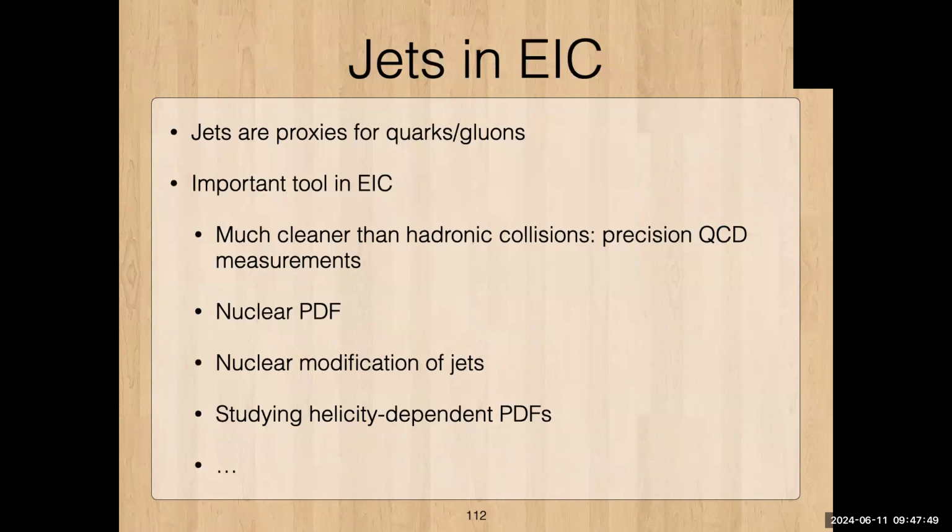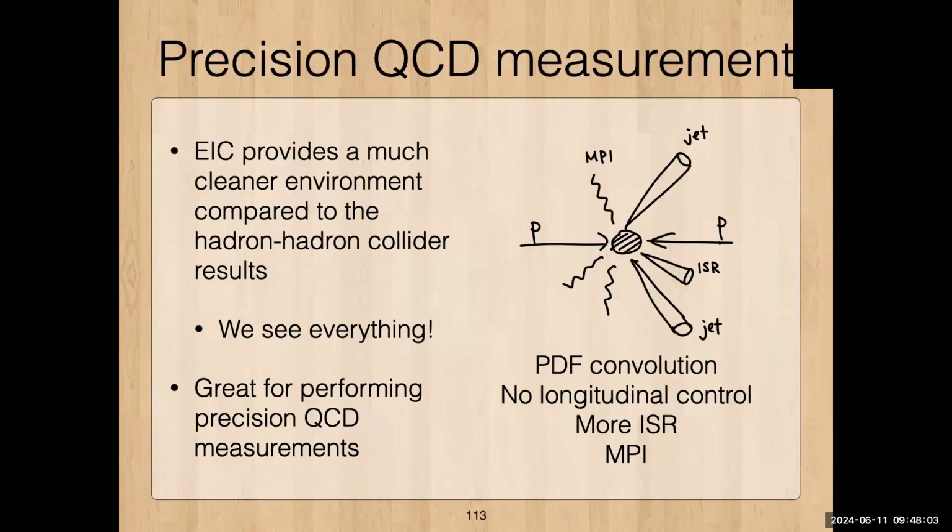So as we know, jets are proxies to quarks and gluons. And actually, it's a very important tool in the EIC as well, because every time you have a quark final state, you have jets. And so there are many reasons. Let's go through a few of them.